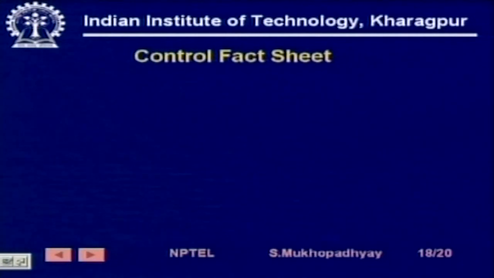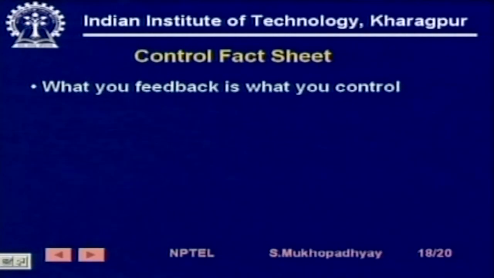Finally, while we are moving towards the conclusion, let me mention some of my pet facts about control in colloquial terms. I say that what you feed back is what you control. The controller exactly tries to maintain the feedback. So if your feedback is erroneous, then your control is erroneous. If you are sitting in the middle of the room, and you put your temperature sensor at the roof of the room, then you are controlling the temperature at the roof of the room, not in the middle of the room, right?